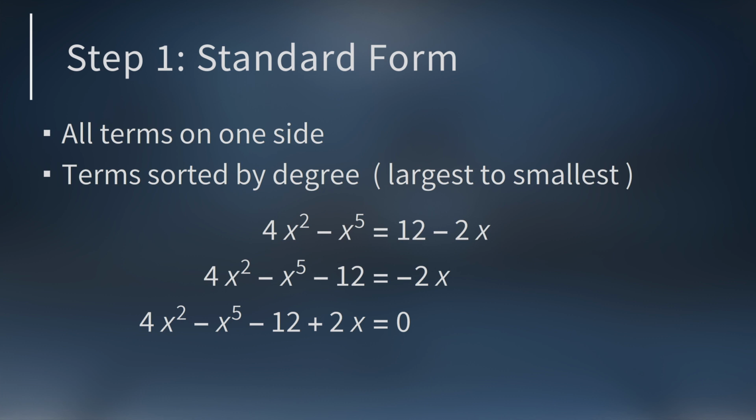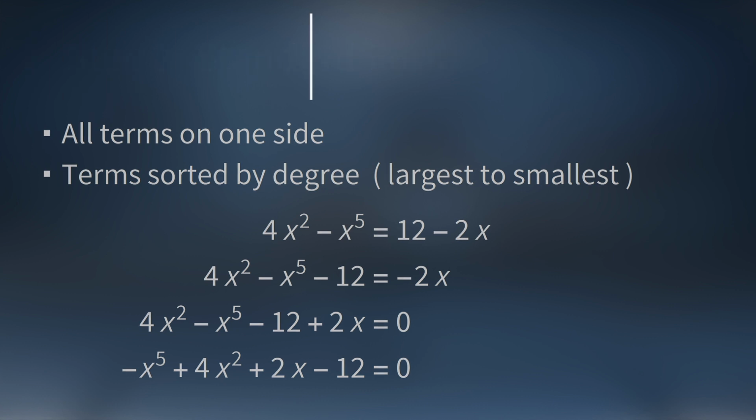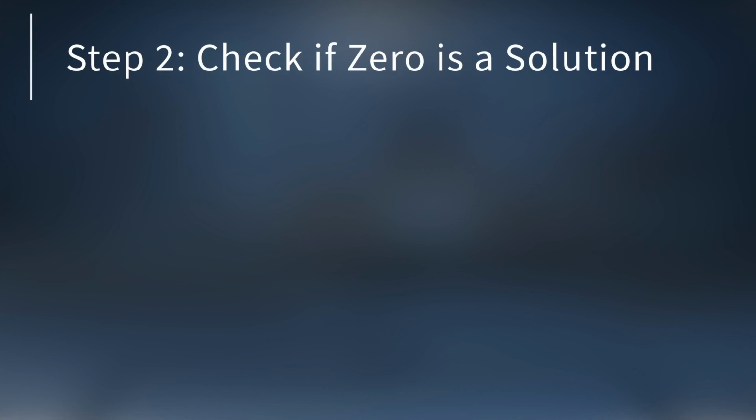This is a polynomial with integer coefficients, but it's not in standard form. Remember, you write polynomials from largest degree to smallest degree. Once we do this, the largest exponent is 5, then 2, then 1, which you don't write, and then the constant term negative 12, which has degree 0. Once our equation is in standard form, we'll check to see if 0 is a solution to the equation.